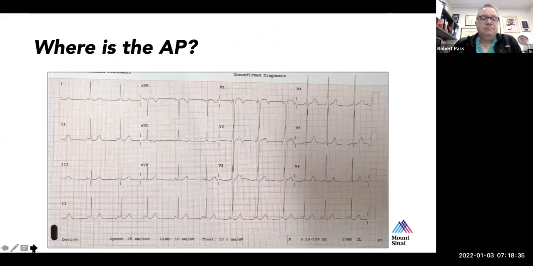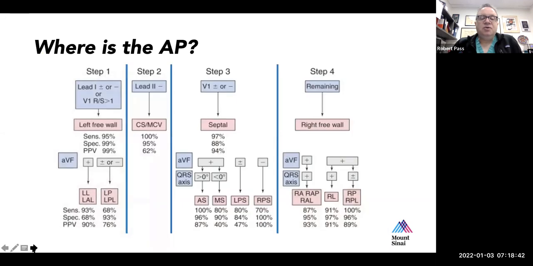So this is the baseline electrocardiogram. And so typically I'll pull out my little Oklahoma map from the group at University of Oklahoma. And again, we go through step one.